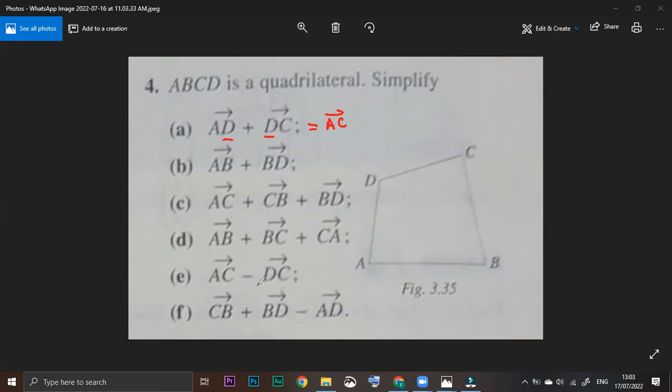Now you can see that there is a negative sign between the two vectors. First of all, we know only the addition of vectors, so we will convert this negative sign into a positive one. If I change the direction of this DC, that is, if I convert it into CD, it will become negative of DC.